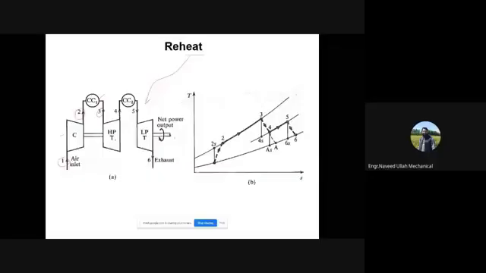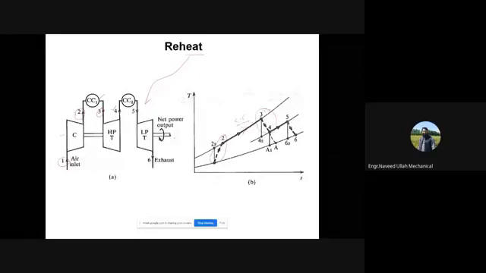Okay, so if you look at this T-S diagram, 1 to 2 is the compression process in the compressor. 2 to 3 is a heat addition process in the combustion chamber 1, CC1. 3 to 4 is the expansion process in this high pressure turbine.